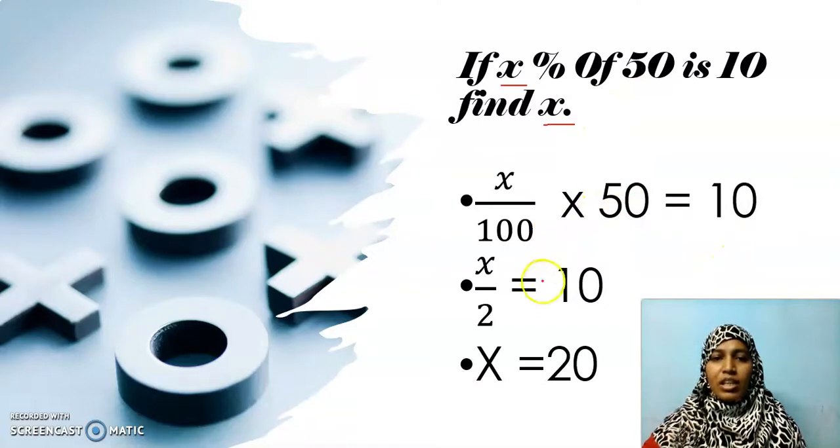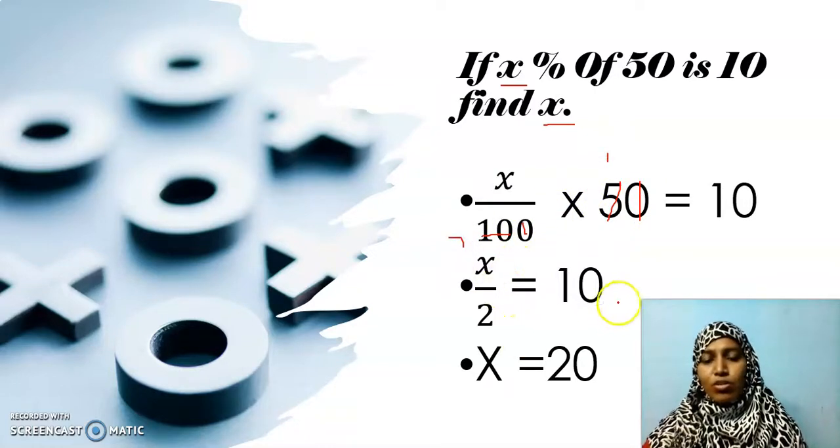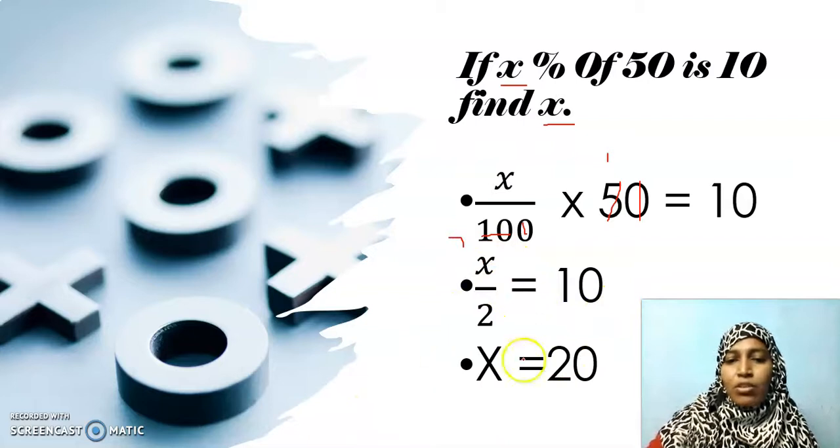So what is x? We just cancel it: 0, 0. Hope these things are very simple for you. 1 5 is 5, 2 5 is 10. So we will have x by 2 is equal to 10. So x is equal to 10 2s are 20.